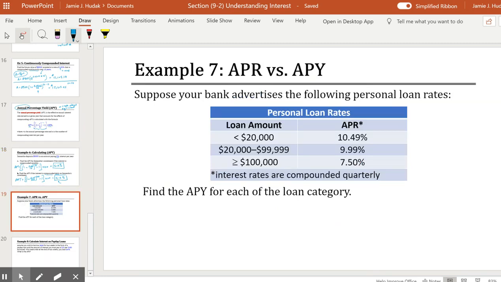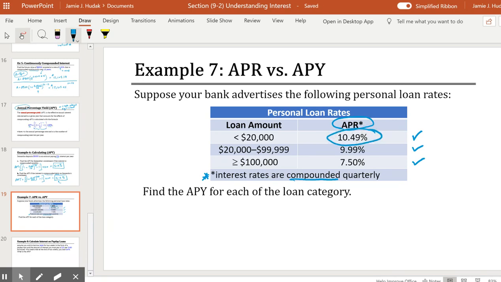Example 7, suppose your bank advertises the following personal loan rates. If the loan amount is less than $20,000, then the rate is 10.49%. If it's between $20,000 and $99,000, it is 9.99%. If it is greater than or equal to $100,000, 7.50%. These are APRs. Down below, we see that interest rates are compounded quarterly. Find the APY for each loan.